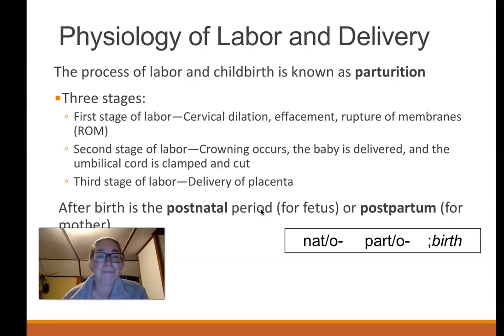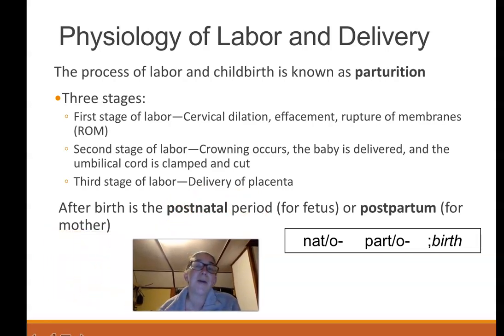So the period after birth is referred to as the postnatal period. So you might go for postnatal or postpartum checks. The postpartum really is referring to mom's state, and postnatal is the baby's state after birth.